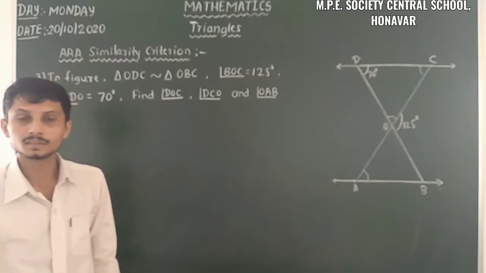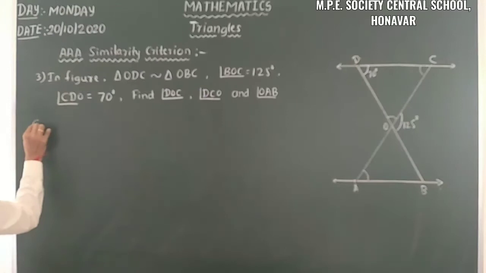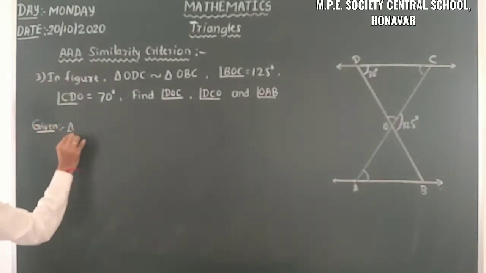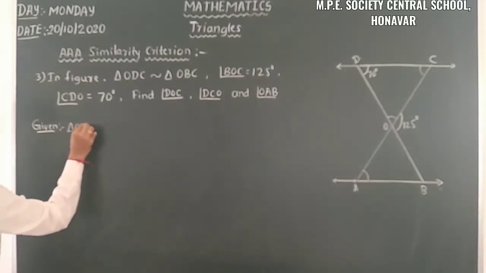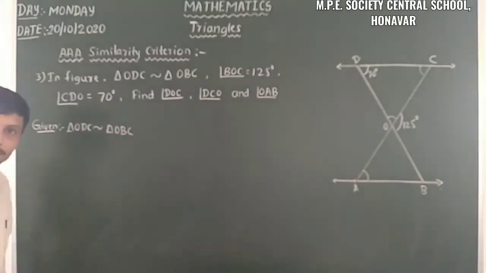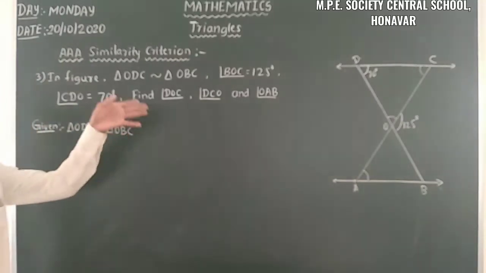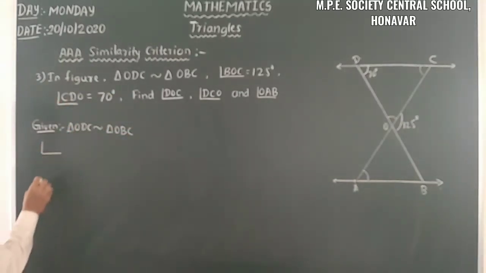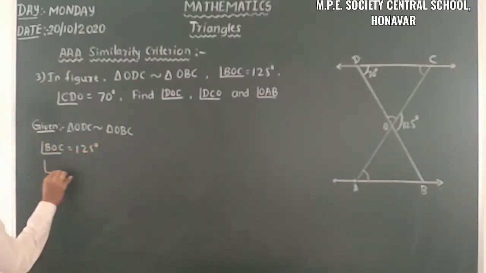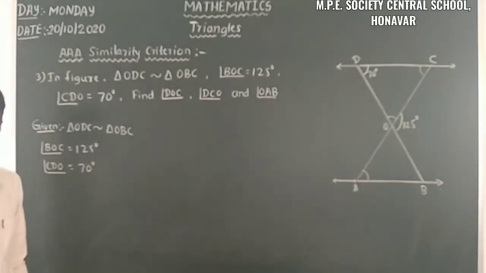So let us take the problem. Firstly we have to write what the given things are. It is given that triangle ODC is similar to triangle OBC. We can take that all the corresponding angles are the same and all the corresponding sides are proportional. And we have some measurements: angle BOC is equal to 125 degrees and angle CDO is equal to 70 degrees.